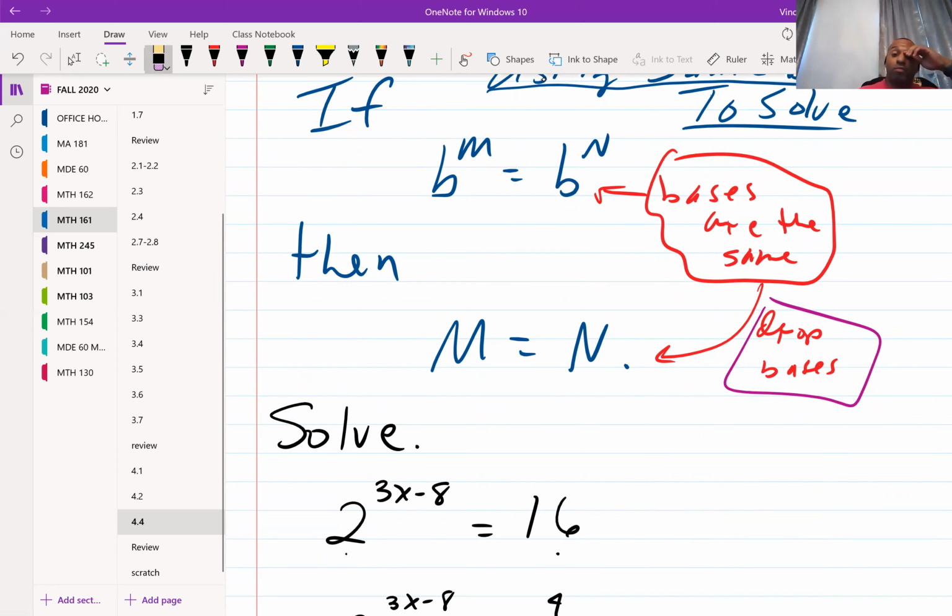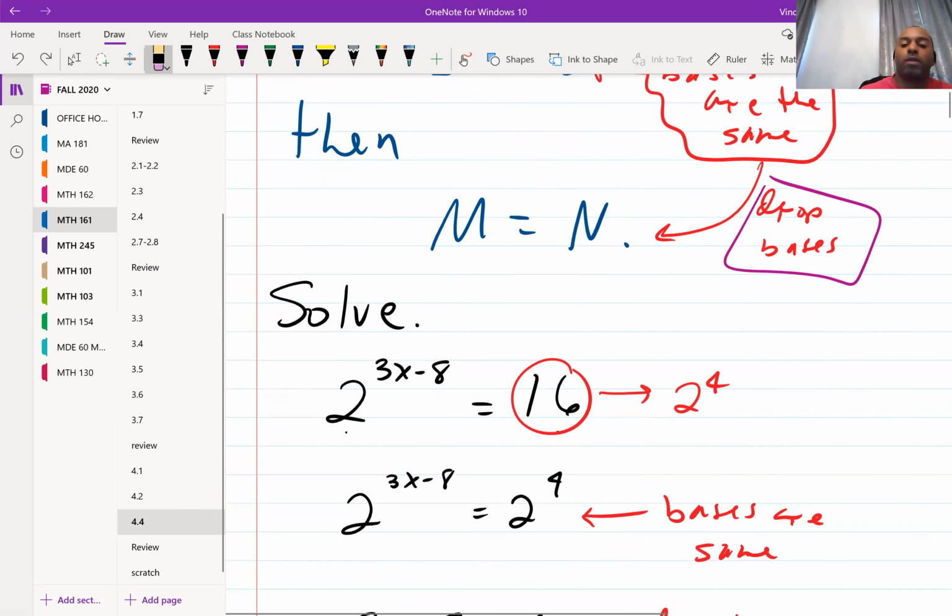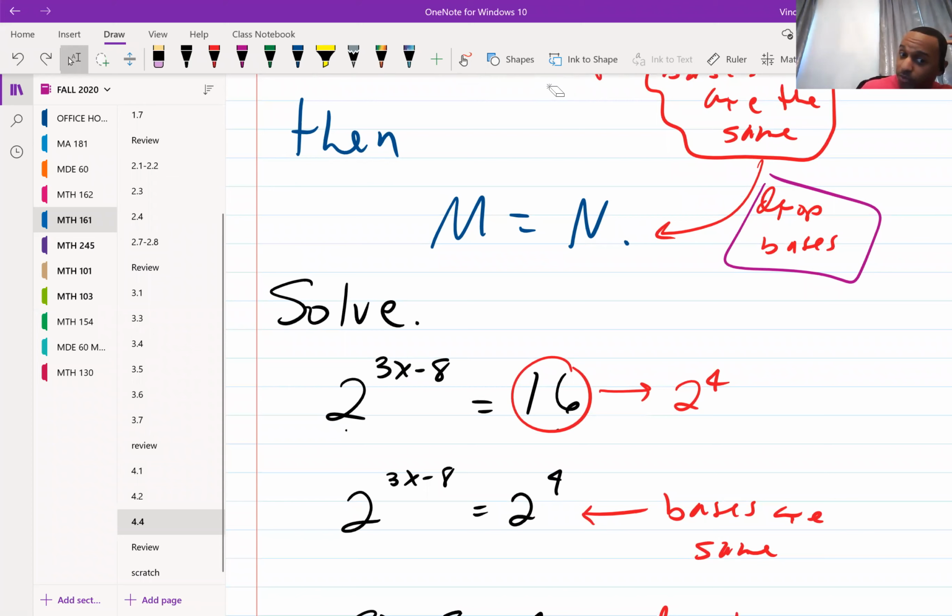So looking at this first problem, 2 to the 3x minus 8, where 3x minus 8 is an exponent, and that's equal to 16. We can look at 16 and ask ourselves, is it possible to write it in the form of base 2? You know, is 16 a power of 2? And the answer is yes, because that's 2 to the 4th power. So I can rewrite this equation as 2 to the 3x minus 8 equal to 2 to the 4th power.